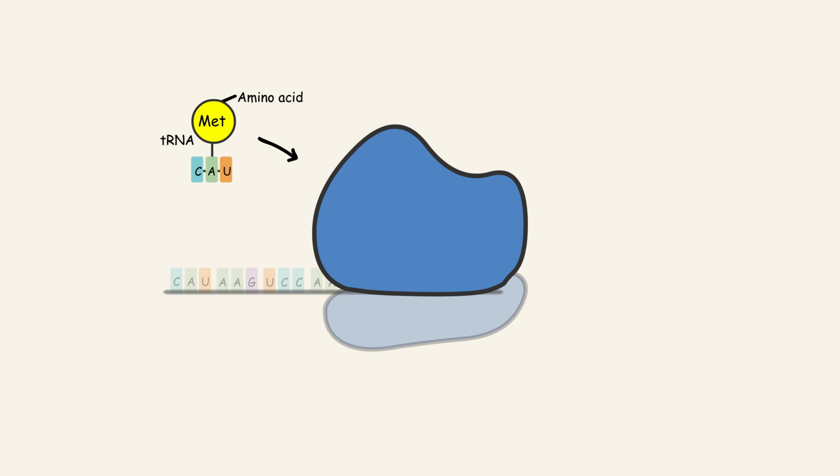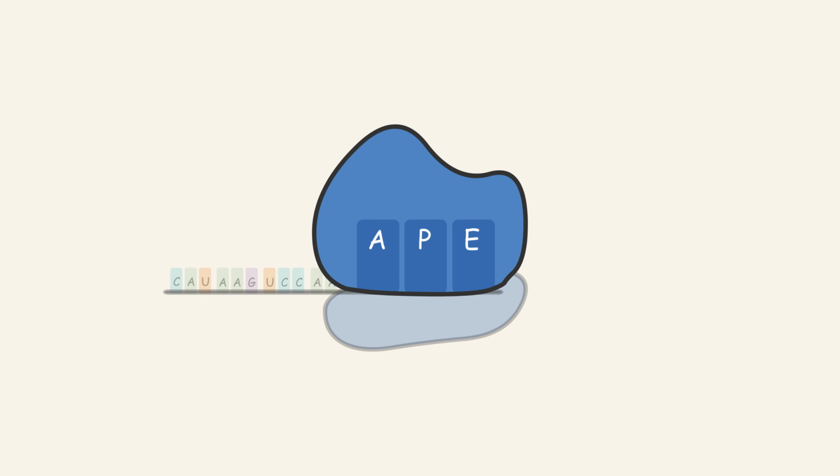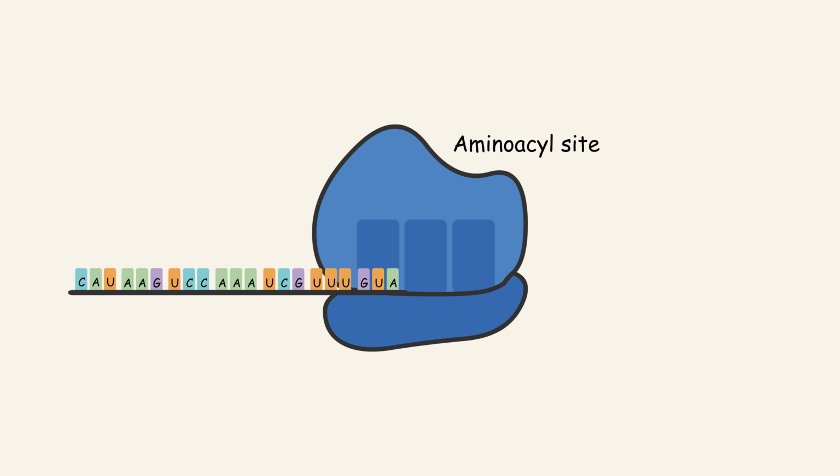To understand how this assembly line works, we need to look at 3 important sites on the large subunit. These are A site, P site, and E site. The A site, or aminoacyl site, is the entry point. A new tRNA arrives here carrying a specific amino acid. For example, in this case we have methionine.